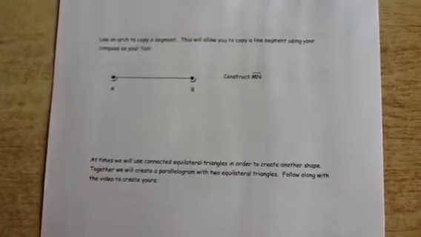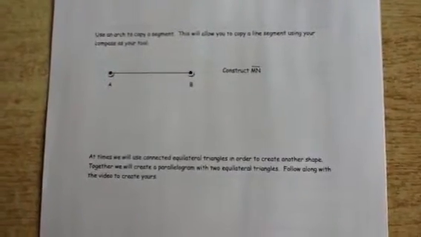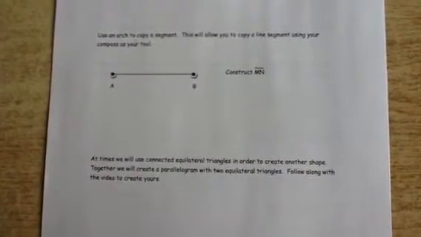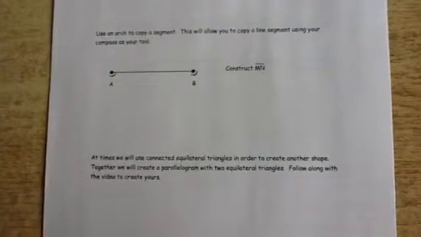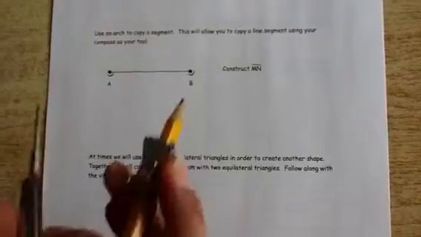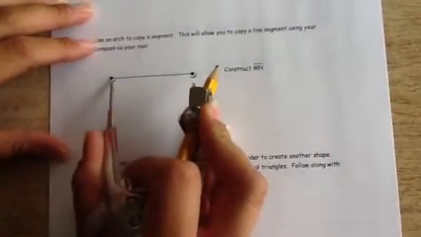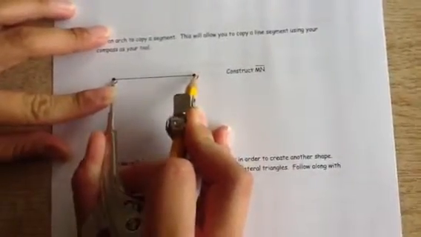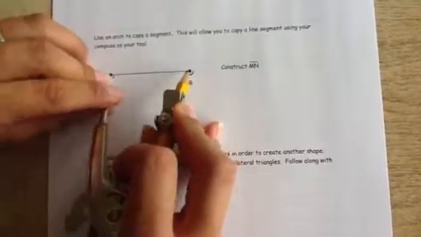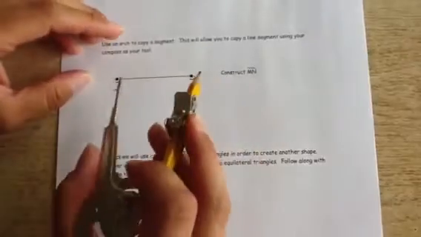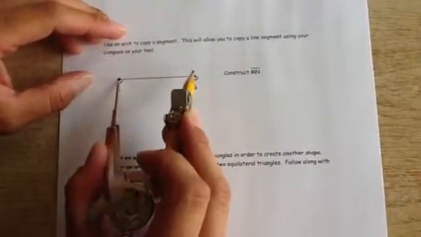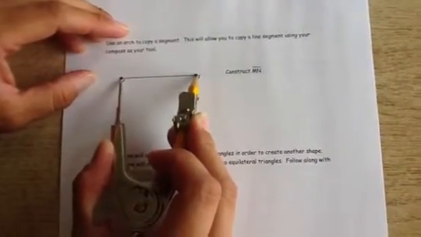So use an arc to copy a segment. This will allow you to copy a line segment using your compass as your tool. So again, if we want to extend a line or copy a line, we again need to measure what our width is. Now, if your compass doesn't hold its place very well, then you need to make sure that you talk to your teacher and get a better compass.